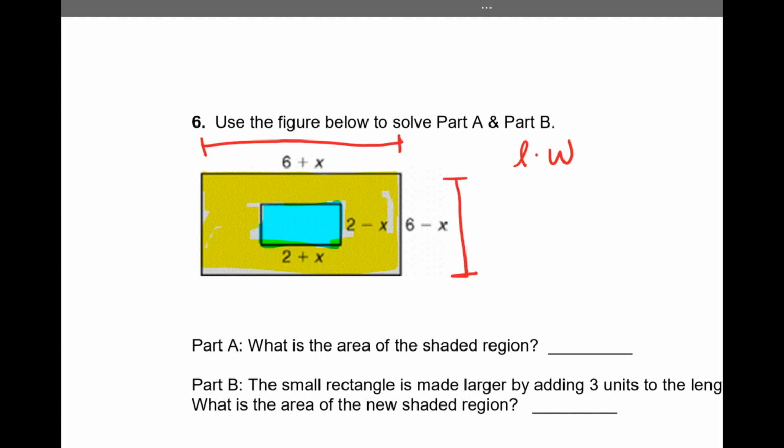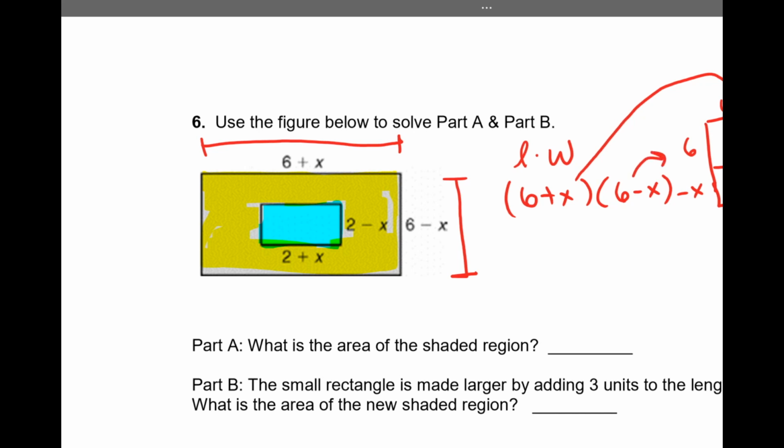times your width. Okay. So in order to find the shaded area, I need to do two things. I need to find the area of the whole rectangle, and then I need to minus it by the blue. So I need to find the whole minus the blue. So in order to do that, we're going to take 6 plus x, and we're going to multiply that by 6 minus x. So I'm going to use the box method that I showed you guys earlier this year. The box method. We're going to take 6 plus x and put it at the top. So 6 plus x. And I'm going to put 6 minus x at the bottom.